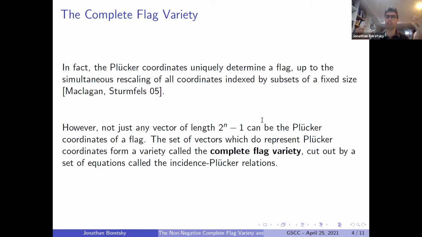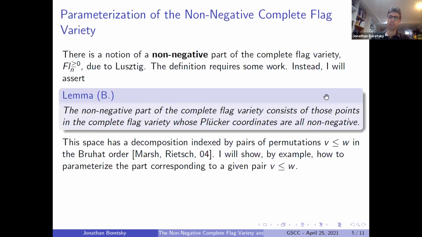But not just any vector of length 2^n minus 1 can actually be the Plücker coordinates of a flag. There are some relations between them. And the set of vectors which do represent Plücker coordinates form a variety, which we call the complete flag variety. These are cut out by a set of equations called the incidence Plücker relations. And those relations are exactly the minimal relations you'd expect between the top-justified minors of a matrix, because that's essentially what they are. Okay, so that's what the complete flag variety is.